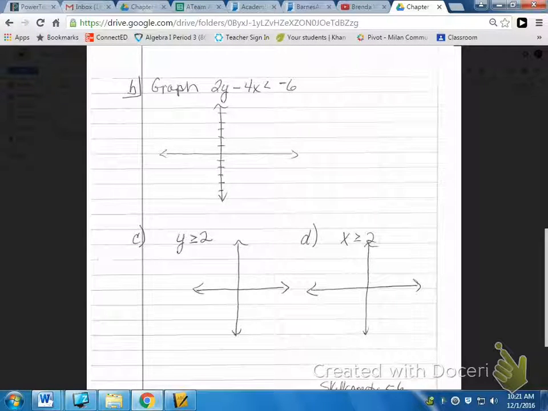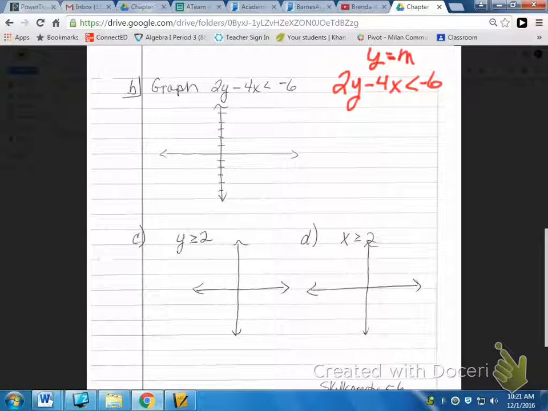All right, let's go down to this. Graph 2y minus 4x less than or equal to negative 6. Of course, that's not pretty, is it? I've got to redo this. 2y minus 4x less than negative 6. I need it in y equals mx plus b form. I'm going to put equals, even though we know we really don't mean that.